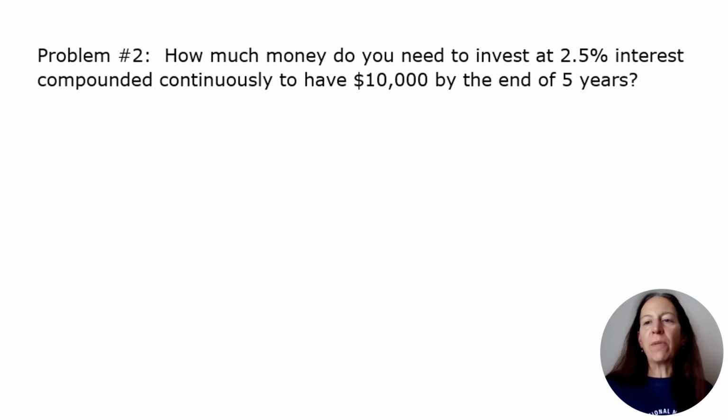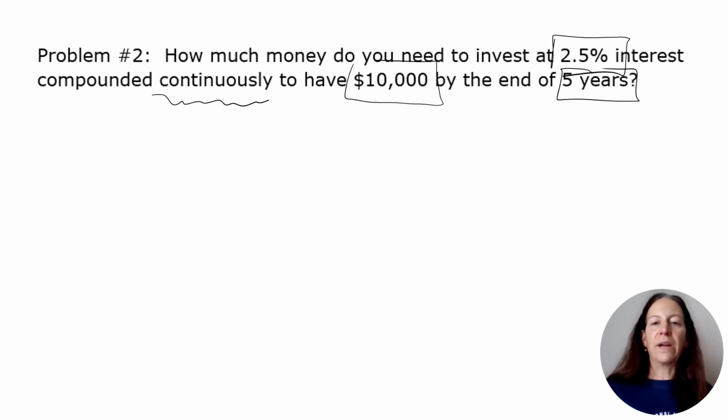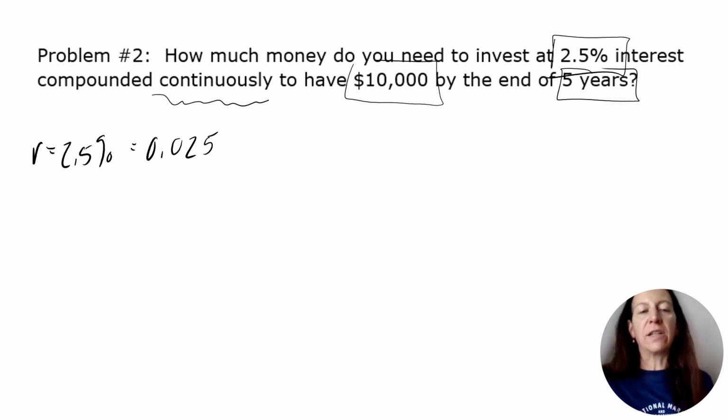All right, it's problem number 2. How much money do you need to invest at 2.5% interest compounded continuously to have $10,000 by the end of 5 years? Right? And so I'm going through there and noting the things that I'm given. So I am told the interest rate is 2.5%. Now, when you go to change that to a decimal, it changes exactly the same way that the others do. You move the decimal point 2 places to the left. Just notice that because there was a 0.5, you now have 3 decimal places after, because it was 2.5.